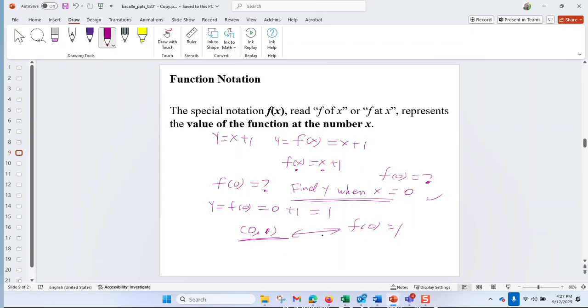All right, and then I can also write down f of 2. What does that mean in here? That means I want to find the y value when x equals 2. So how much is my f of 2? Well, replace x by 2. So this will be 2 plus 1, or equal to 3. All right, so once you have this function notation, it's very easy to express the math in here. Any questions? Anyone has any questions?